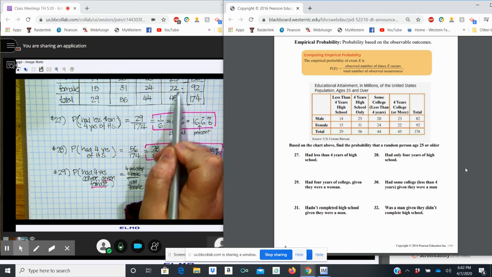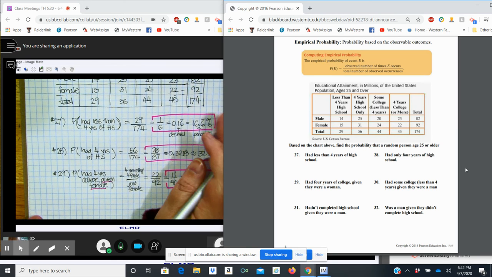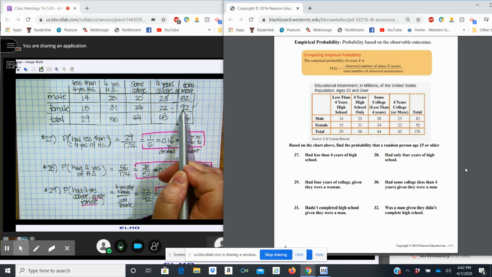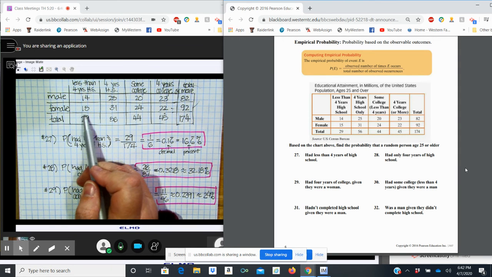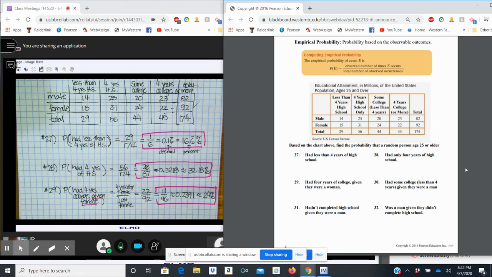No, I just want the 4 years of college. Oh, but yes, you missed, this 92 is the total number of females. So if I didn't have that total, then yes, I would have had to add up the 15, the 31, the 24, and the 22. Okay.